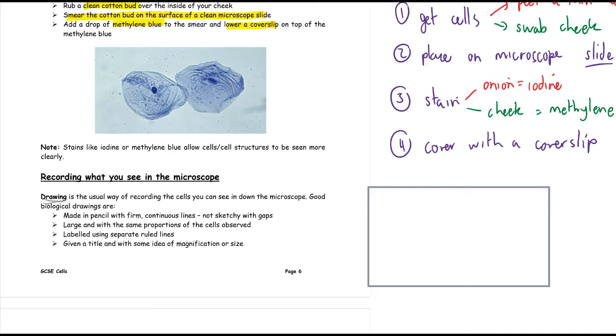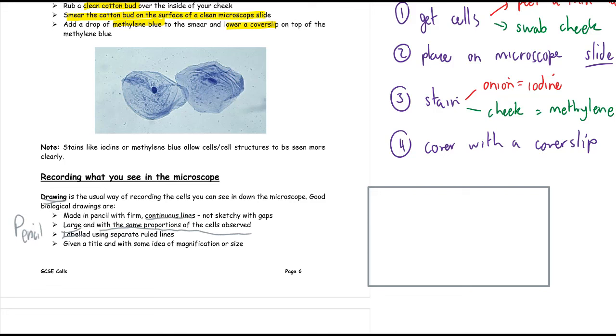Now, usually you have to draw these. So when you're making a drawing of what you can see from a microscope, you need to make sure that they're made in pencil, with firm continuous lines, not sketchy with gaps, large and in the same proportions of the cells observed, and you label them using separate lines.